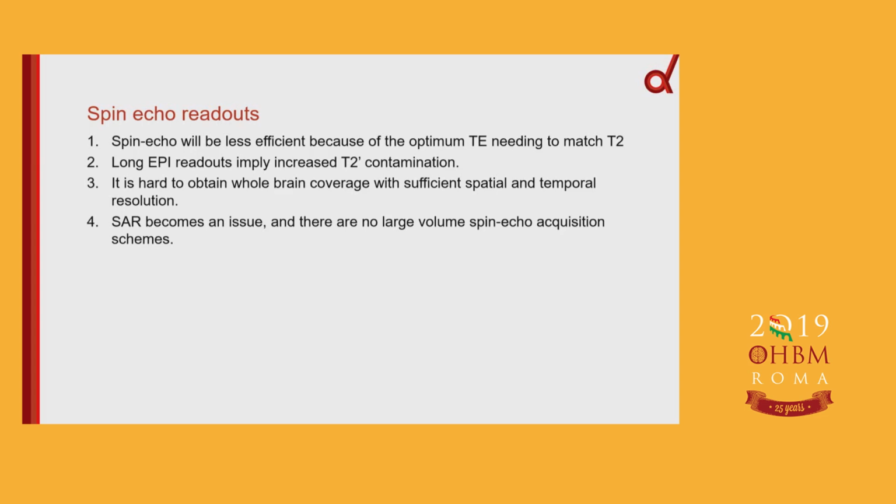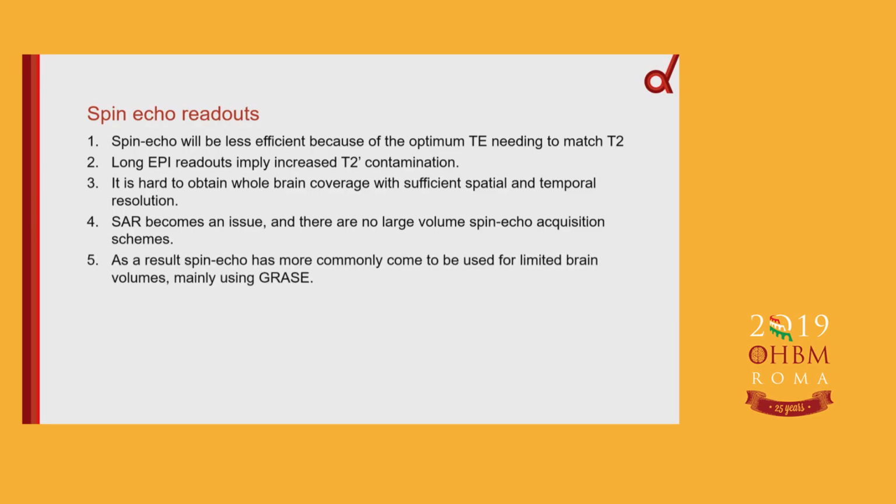And if you would then want to do what I was just arguing for gradient echo, and go to some super intelligent 3D acquisition to get around it, you run back into the SAR problems. So where people have gone with this mainly is to use something known as gradient and spin echo, and to look at limited volumes of the brain.